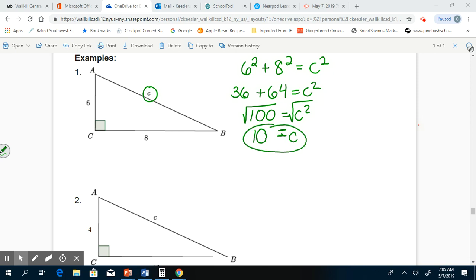So this one was easy because it wound up being a whole number. 6, 8, 10 is what we call a Pythagorean triple. It is the multiple of 3, 4, 5, so it's obviously a right triangle. All right, number 2.